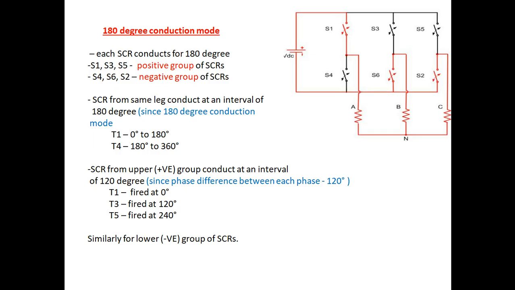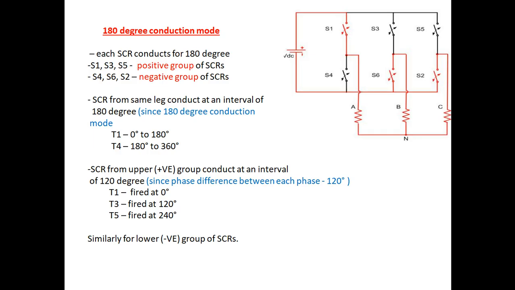S1 means S1 plus 3, S4. S3 means S3 plus 3, S6. And S5 means S5 plus 3, S8. That is totally 6 SCRs. So 8 minus 6 will be 2, S2. Suppose we are taking S1, it will conduct for 180 degrees in 180 degree conduction mode. So the SCRs from the same leg conduct at an interval of 180 degrees.